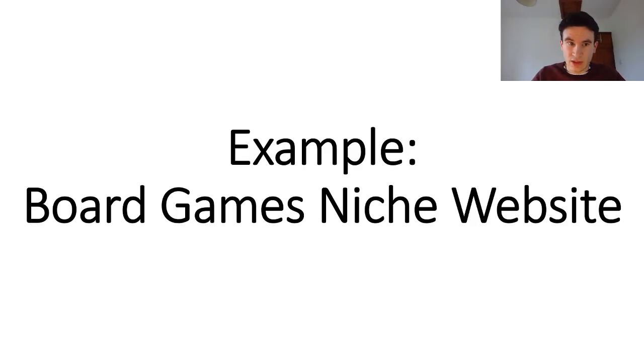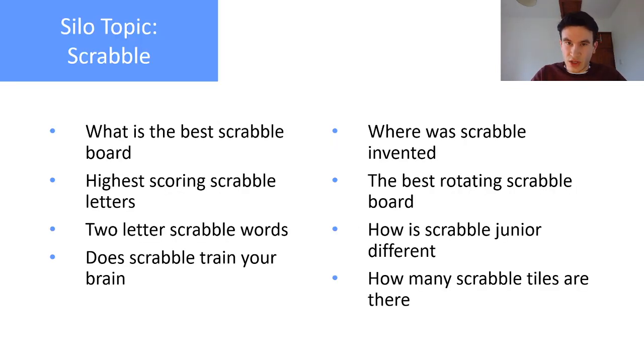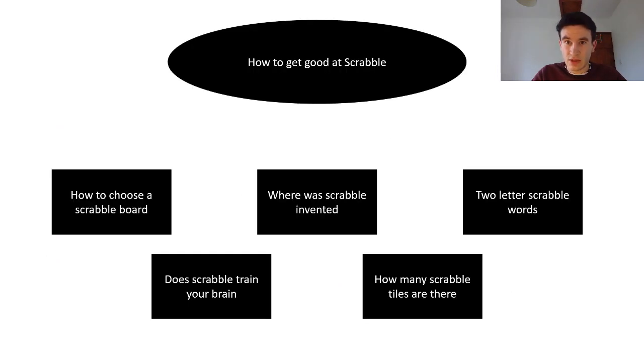So you may be thinking, how do I create a silo structure? To show you, I have an example of a board games niche website. The silo topic that I've chosen for the board game site is Scrabble, which is a board game. And here I've written down 8 potential subtopics within the silo topic of Scrabble. This is how I would structure it and use internal links to create the silo.